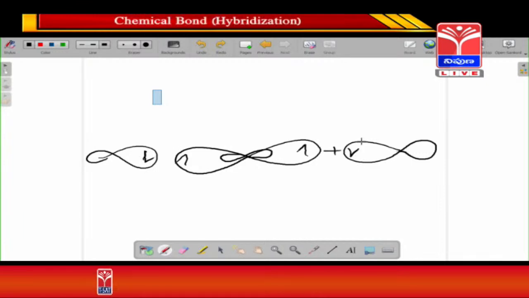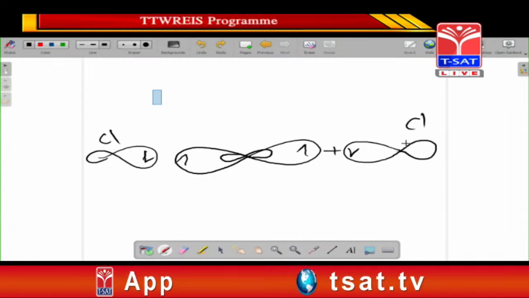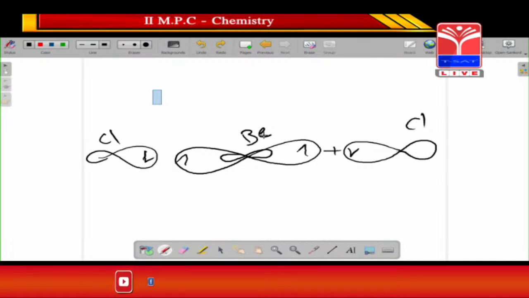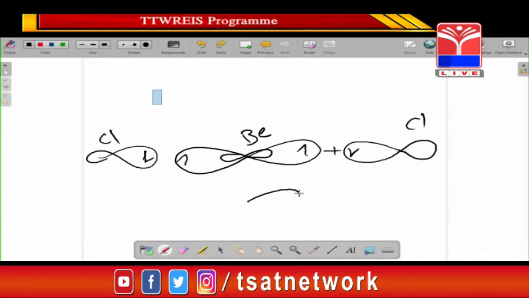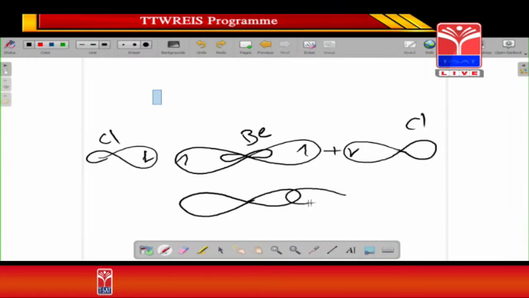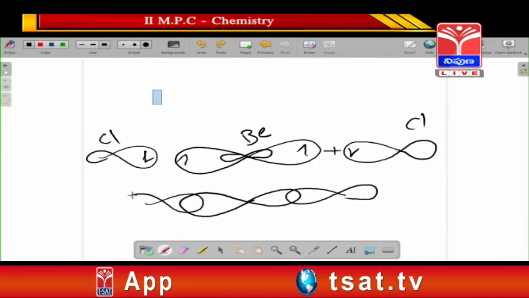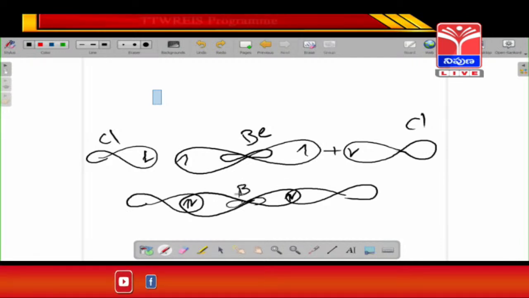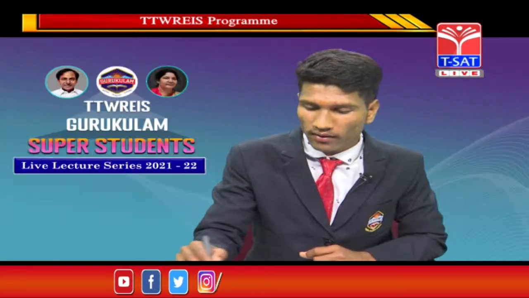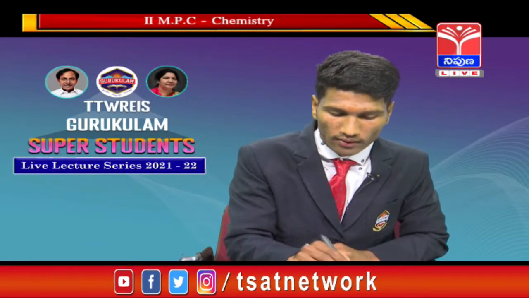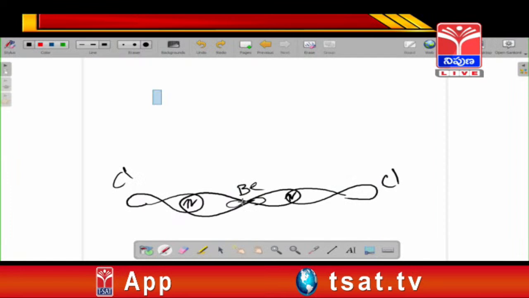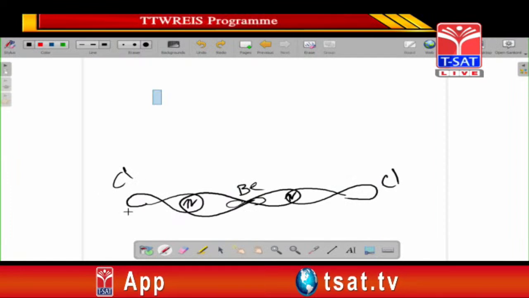Okay guys, this is the chlorine, this is the chlorine, and this is the hybridized beryllium orbital. So these two chlorines will be overlapped linearly. It means finally it gives a shape. So see these guys, chlorine is overlapped linearly to beryllium. Also chlorine on this side has overlapped linearly.